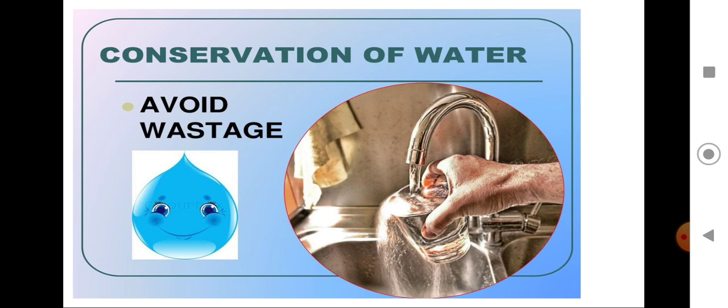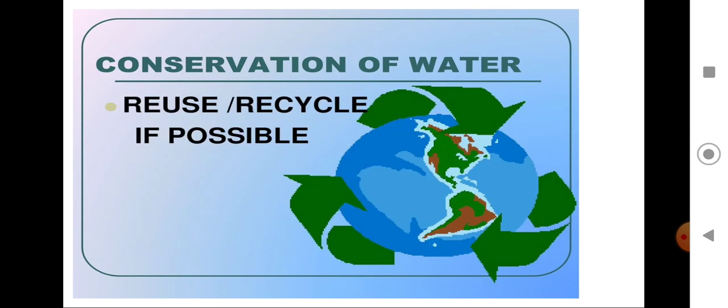So now you know how the clouds are formed and why rain is so important. When it is not raining, what happens? When the water table is depleting, what happens? Then automatically we have to find ways for conserving, meaning saving, the water. The first important thing is avoiding wastage. We should not waste water. And the next important thing in conservation of water is reuse and recycle.